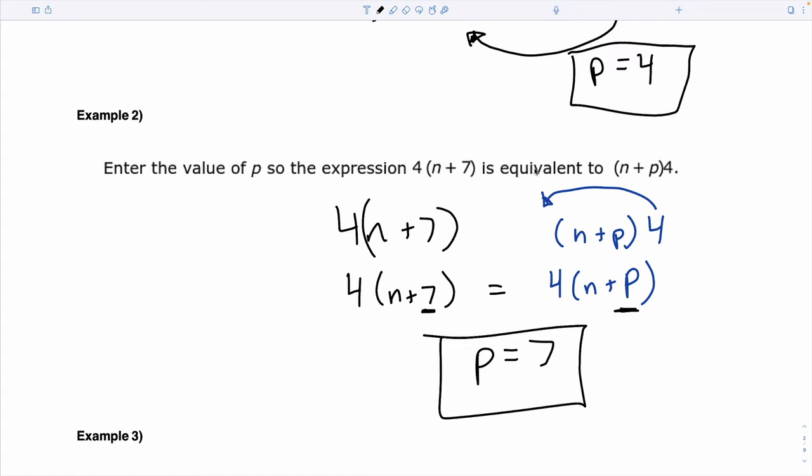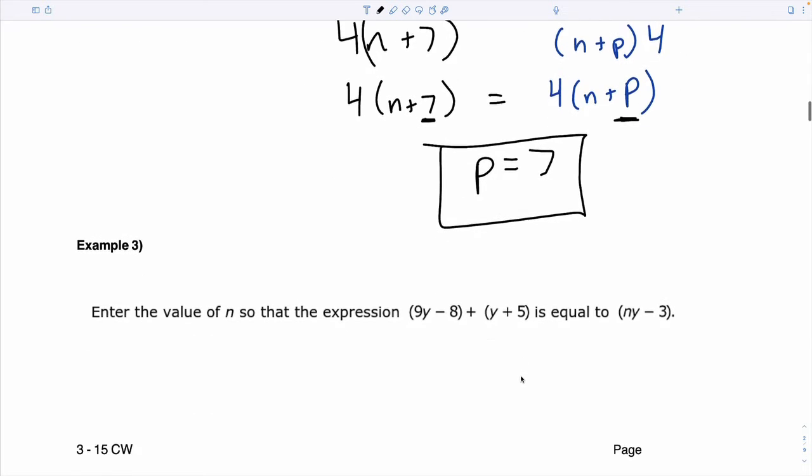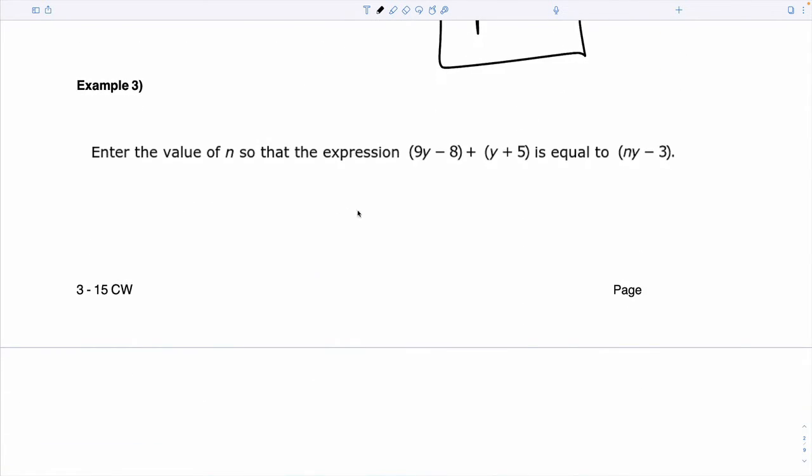You are just trying to match up the two expressions to be exactly the same. Once you find that number, that is your answer. Let's look at one that's slightly more difficult to find the value of n.